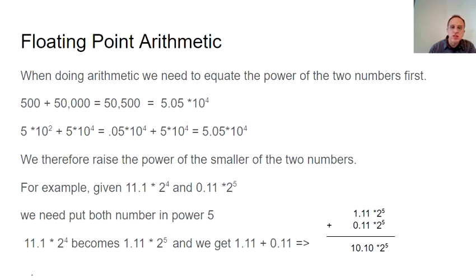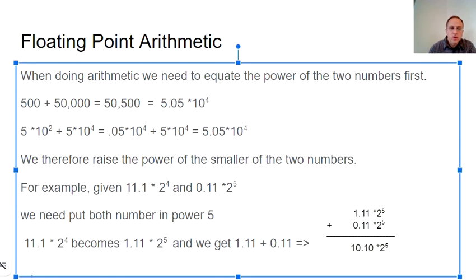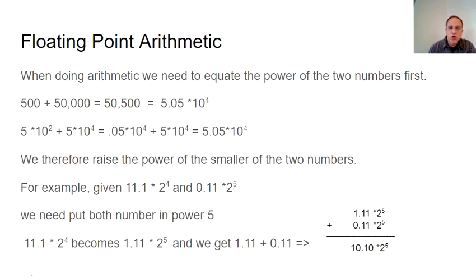So now that the numbers are multiplied by 10 to the same power, we can cut and paste the power over on the right, the 10 to the fourth, and then just add the two numbers. So we've got 5 plus 0.05. So we get 5.05 times 10 to the fourth. So now we put everything into scientific notation, and we equated the powers, and we added, and we got our result. And we kept it in scientific notation. So we can say that we raise the power of the smaller of the two numbers.